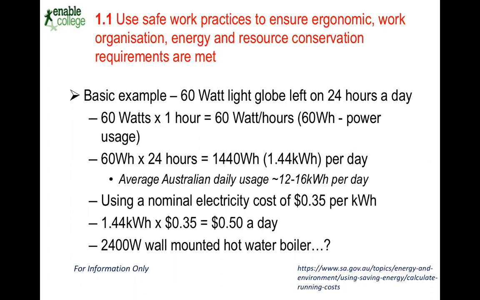So if you have a look on the back of your electricity bill, you'll see this number, which may not mean a lot to you, but hopefully after this it might. And that's how much that globe has used for the day. Now, if you look at your home electricity bill, you'll see that the average Australian daily usage, I think it's for 2 or 3 people in a home, is between 12 and 16 kilowatt hours a day. So if you just had that light sitting on at home, you've pretty much used 10% of your daily usage doing nothing.